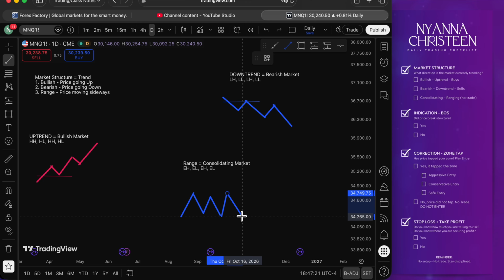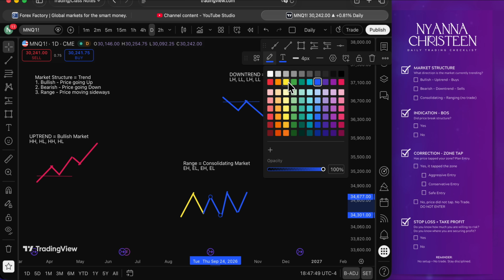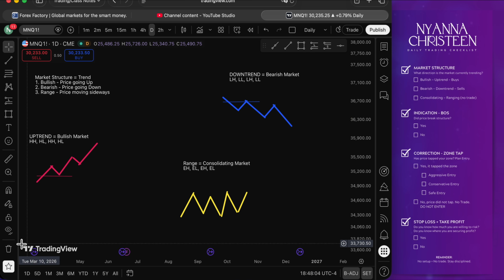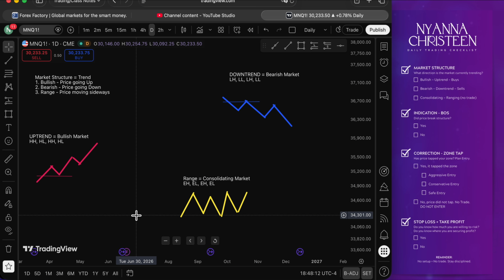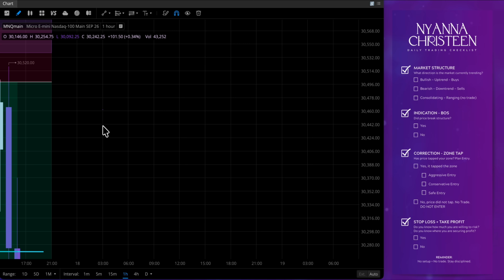There's no clear direction. So this is what a consolidated market looks like. It just looks like price is moving sideways. There's no clear direction. Price isn't moving up or moving down. It's moving sideways. So these are the different types of trends or market structures that we'll see in the market. So going back to today, let's start on the daily.